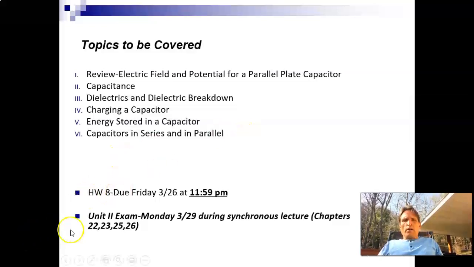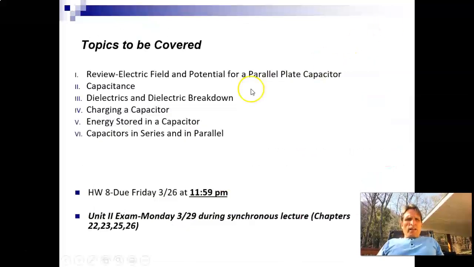Another reminder, homework 8 is due Friday at 11:59 p.m. So get that turned in, and then I'll post the solutions Saturday morning for homework 8 so that you can have them to study for the exam.